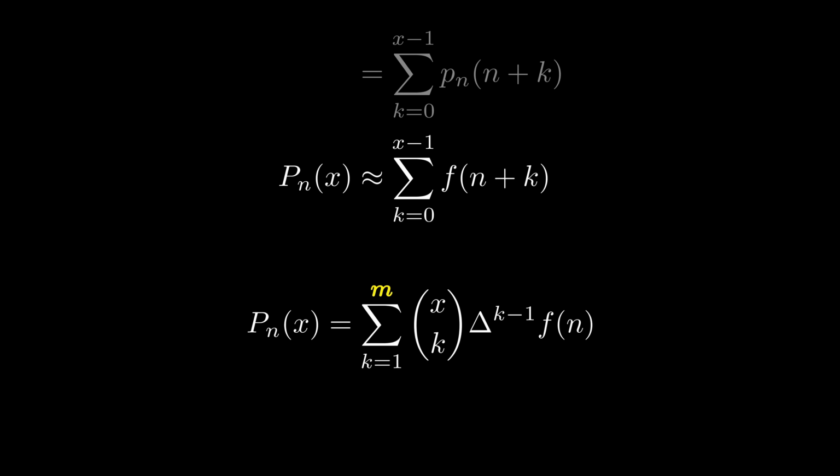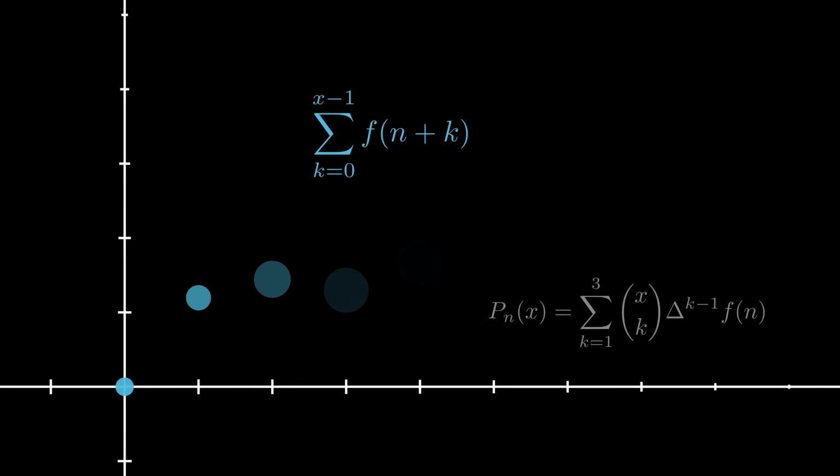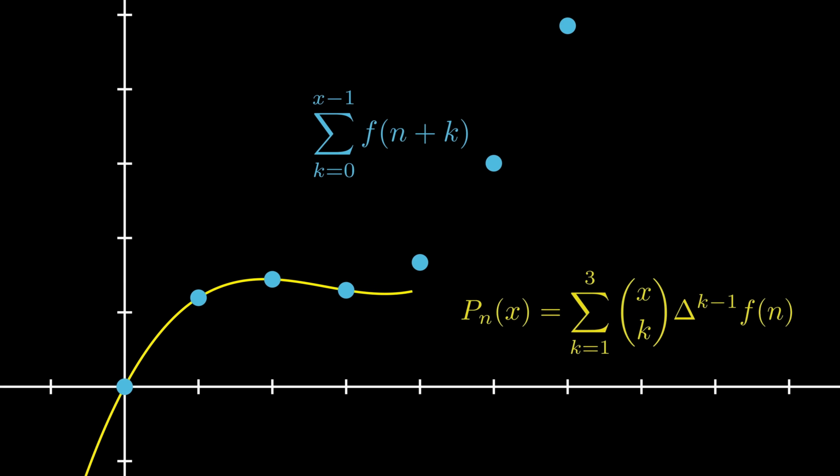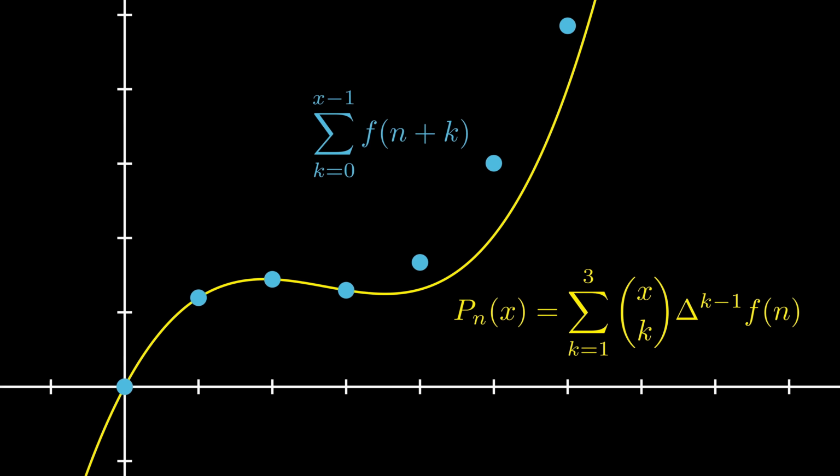Let's consider the case when m equals 3, so our p sub n will be a degree 3 polynomial. Let's say that the sum of f of n plus k looks like this. And let's see how our polynomial does. See what's happening? Our polynomial perfectly passes through the points of the sum at 0, 1, 2, and 3. In fact, this is the only degree 3 polynomial that passes through these 4 points. That's about as good an approximation as we could ever hope for. If any degree 3 polynomial fits the bill, this one does.